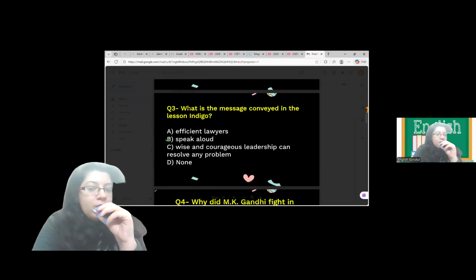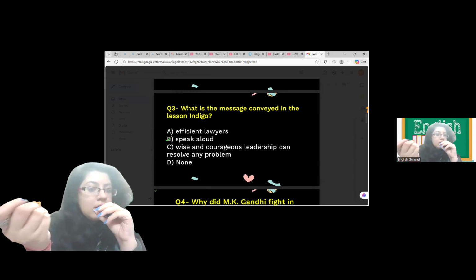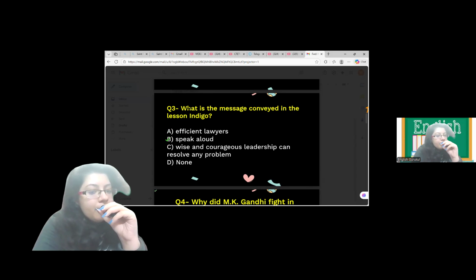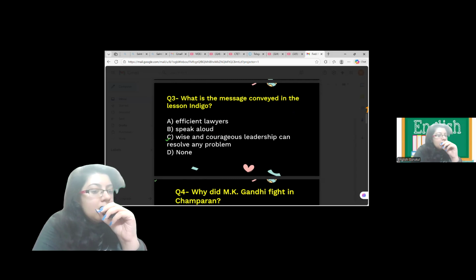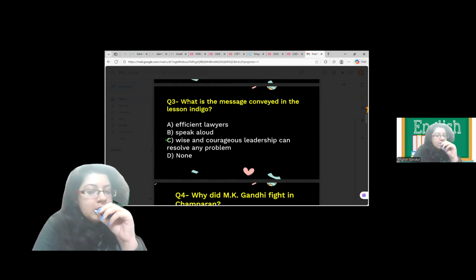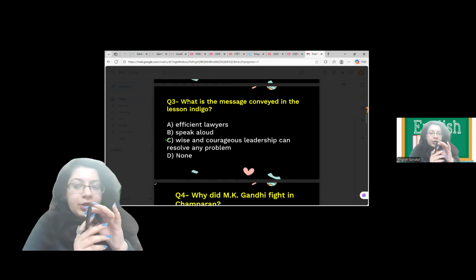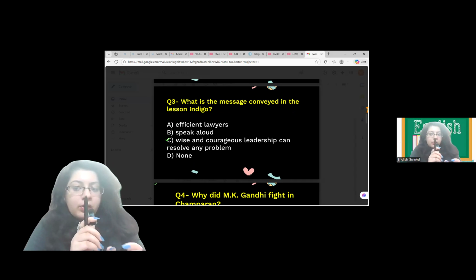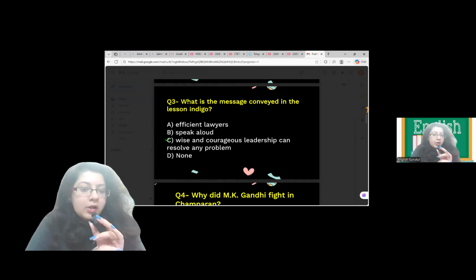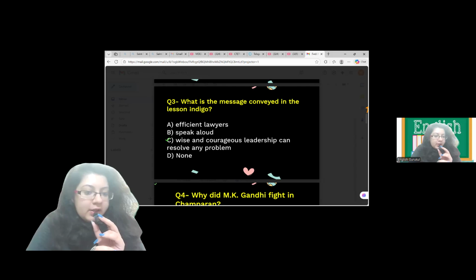So what is the message conveyed in the lesson Indigo? It would be wise and courageous leadership can resolve any problem, right? How can we talk about efficient lawyers when he actually scolded the lawyers, he chided the lawyers? So we are talking about the wise and courageous leadership that can resolve any sort of issue.